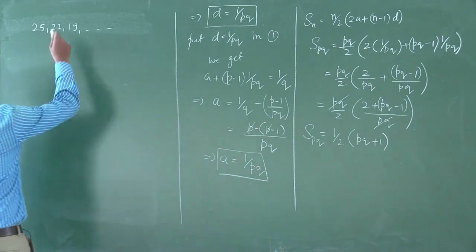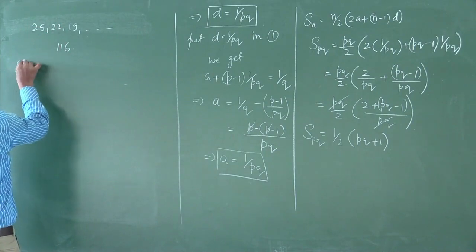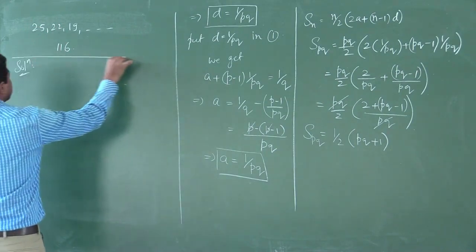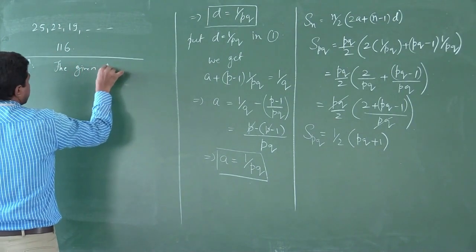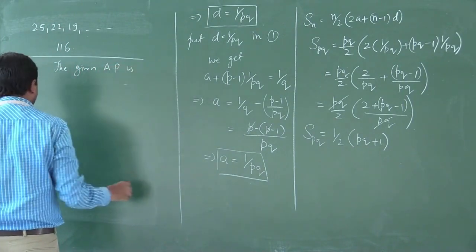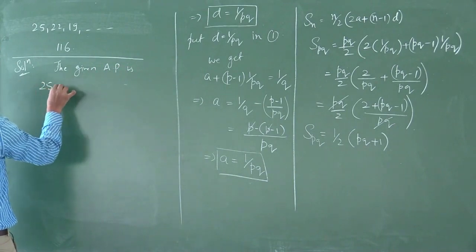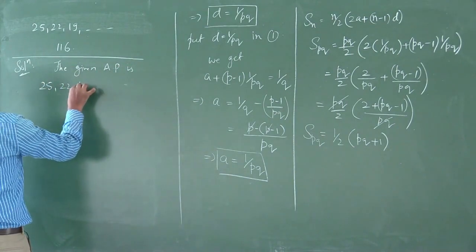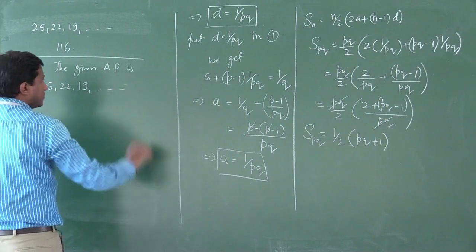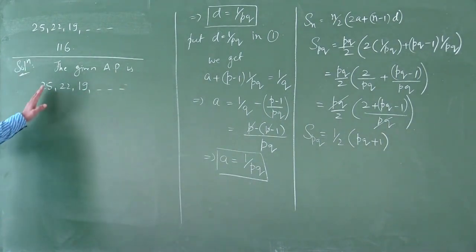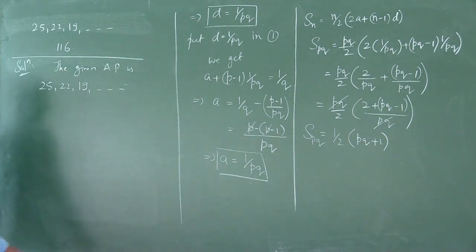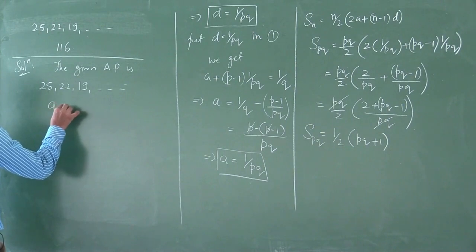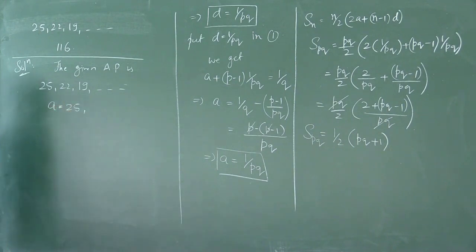So we'll start the solution like this. The given AP is 25, 22, 19, and so on. If this is the given AP, what is the first term of this AP? The first term of this AP is 25. So I will write A equals 25.